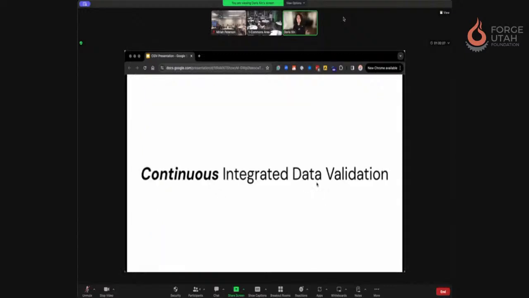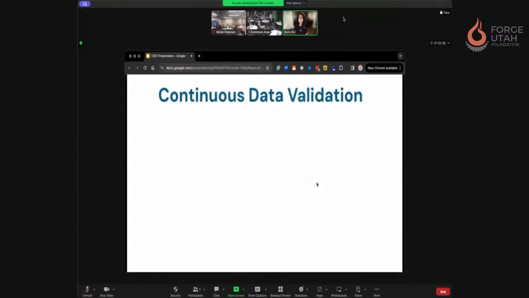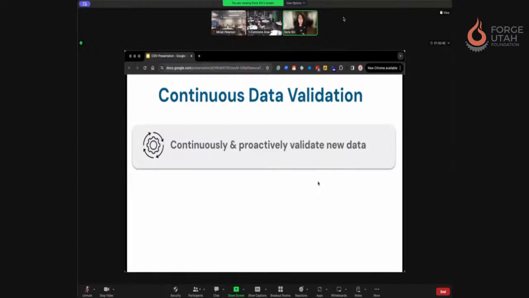All right, continuous. This is probably the most obvious one. So, continuous data validation. We talked about earlier that there are just so many different ways pipelines can fail. So we said we can't test everything, and what happens today is we just test nothing. But really, we all know what we probably should be doing: we want to continuously and proactively validate new data as it comes in.